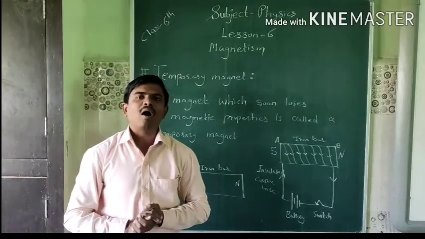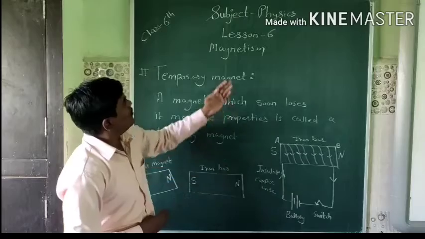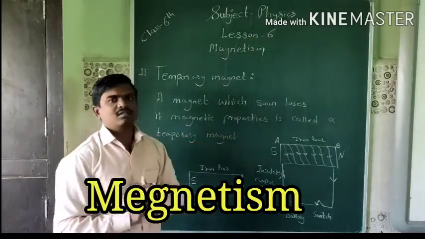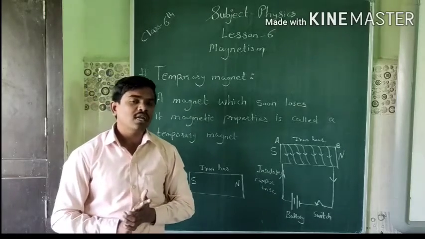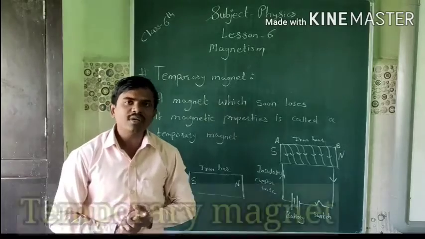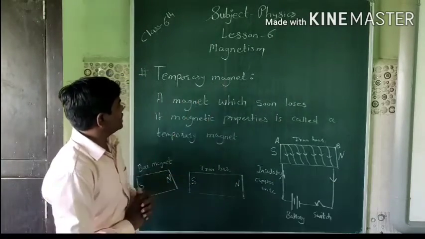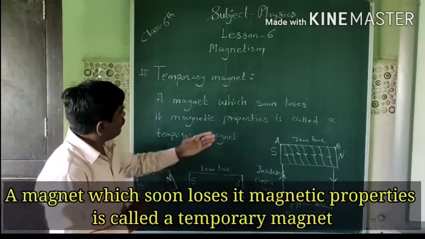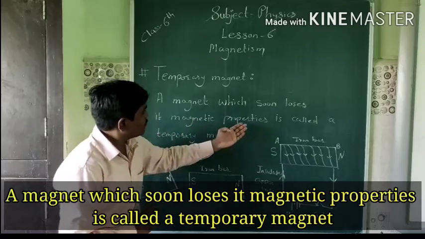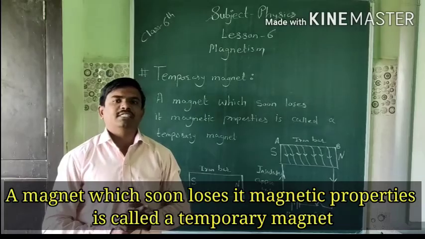Students, now I will teach you lesson number 6, Magnetism, subject physics. Now I will teach you the definition of temporary magnet. A magnet which soon loses its magnetic properties is called a temporary magnet.